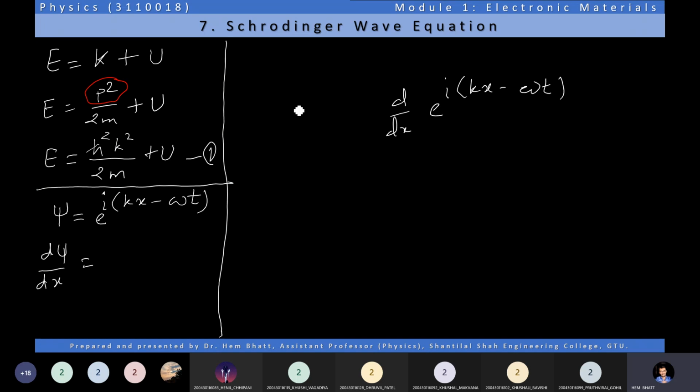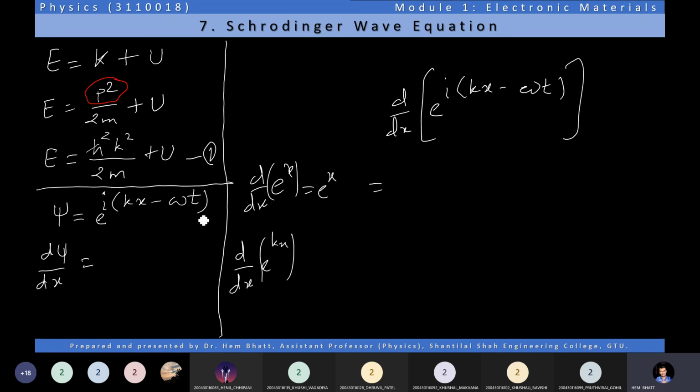d by dx of this. So e raised to x on differentiation gives e raised to x only. But if you have e raised to kx, what is the differentiation of e raised to kx? k e raised to kx. Very good.